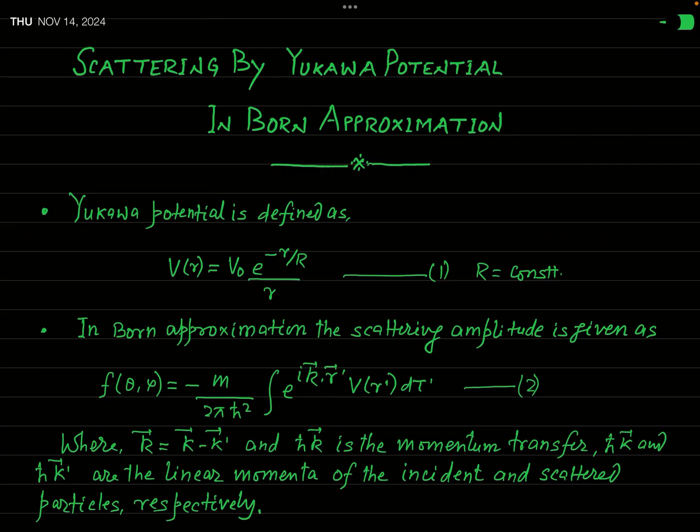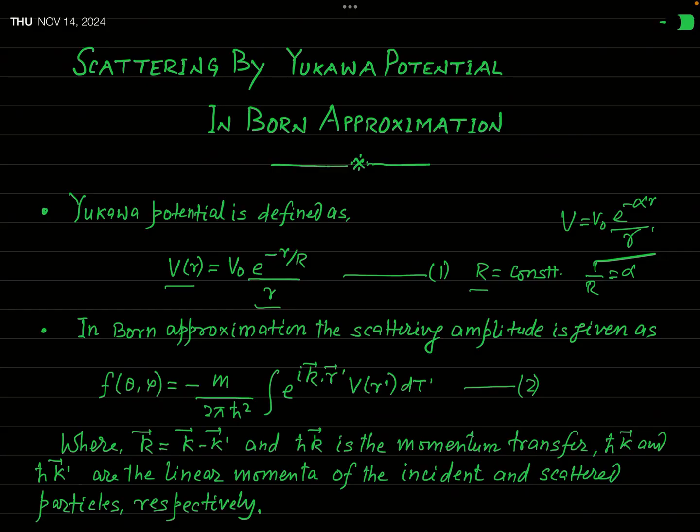Yukawa potential is defined like this: V of r equals V naught times e to the power minus r over R, divided by small r. Actually here this capital R is a constant term. You can also take 1 over R equal to alpha. So this Yukawa potential in several textbooks is defined like this: V naught e to the power minus alpha r over r. This is the basic definition of Yukawa potential.